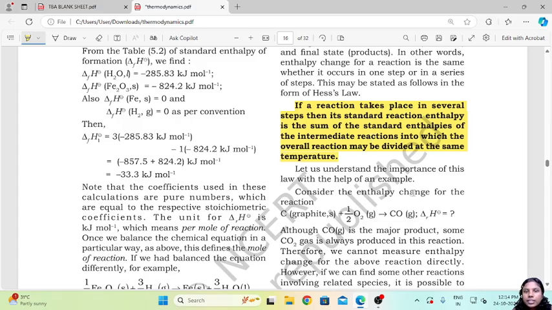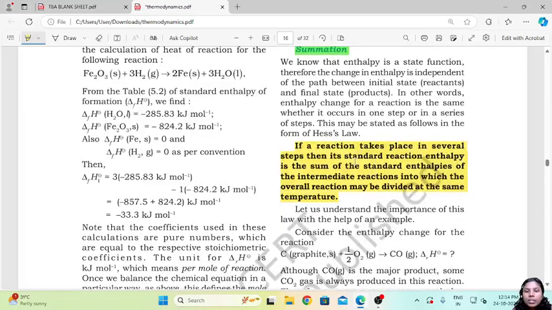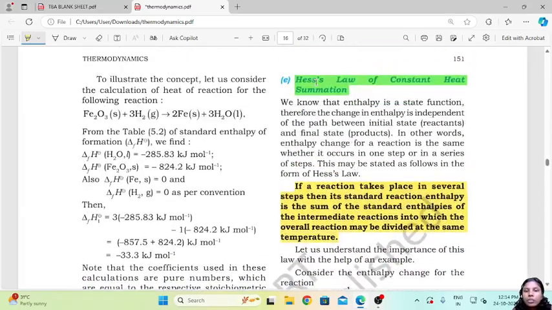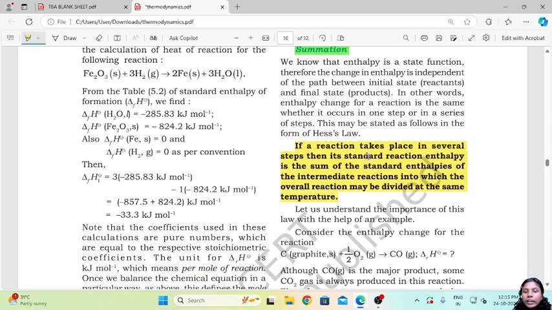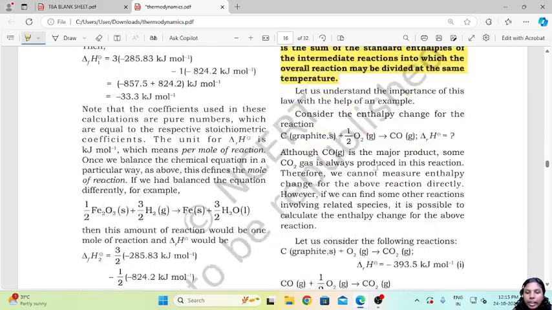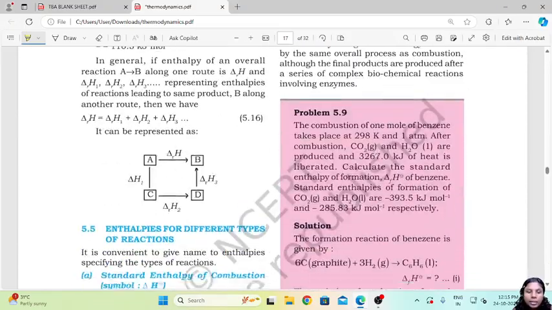Whatever intermediate steps there are, and whatever substances are being formed, the sum of all that will give us the standard reaction enthalpy. Previously we said that it is a state function, so we were not much bothered about what path it is taking. But now, when we are justifying the standard reaction enthalpy, it says that we have to include the standard enthalpies of the intermediate reactions that are occurring in it.